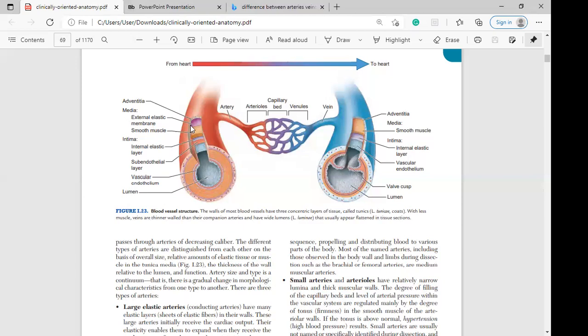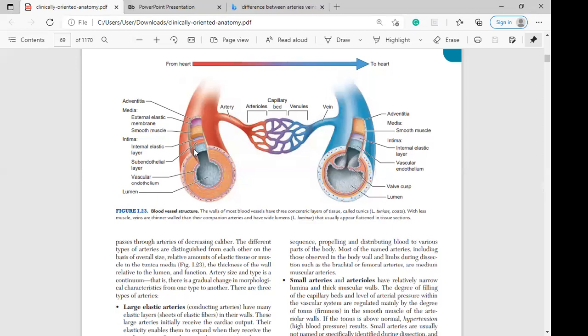Once you leave the media, you come to the outermost layer, which is the adventitia. When you see a blood vessel, the outermost layer that you see is the adventitia of that blood vessel. Then when you go deeper, you move past the external elastic membrane and you see the smooth muscles. This external elastic membrane and the smooth muscles make up the Tunica Media. Then when you cut deeper into the blood vessel, you will find the internal elastic layer, which shows that you are now in the intima. Then you see the subendothelial layer, and then the innermost layer, which is the vascular endothelium.